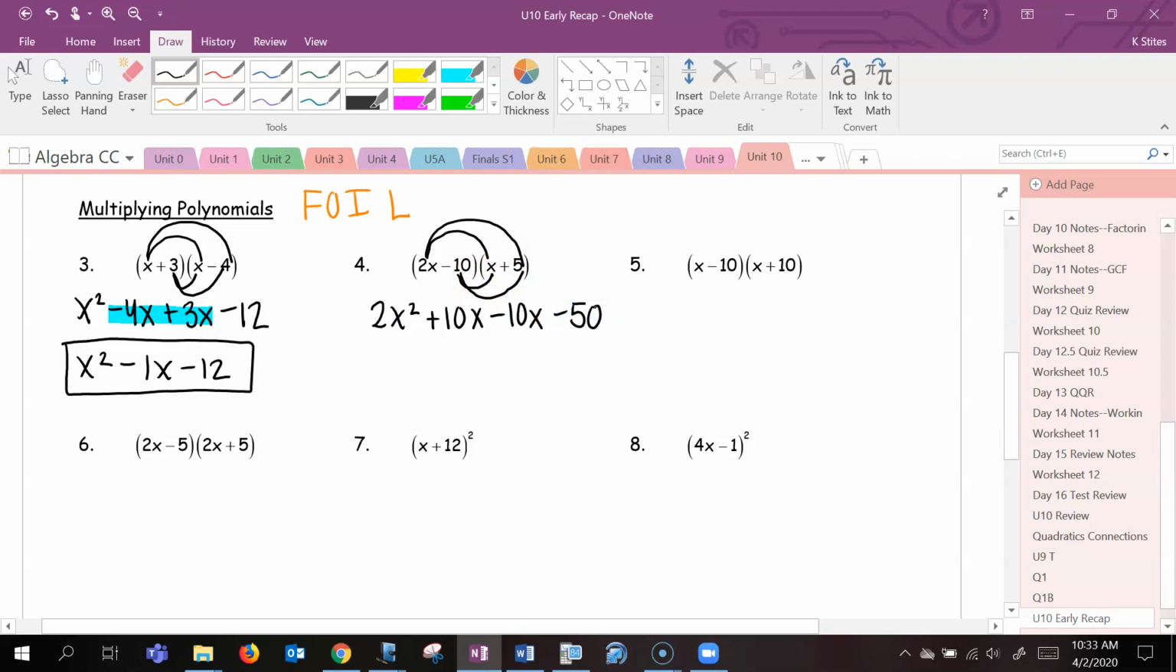Now, I didn't mean for this to happen. This is kind of a unique problem. Notice you do have cancellation happen here. Normally, we don't see that for this type of problem, but every now and again it does. So really, your answer is just 2x squared minus 50.